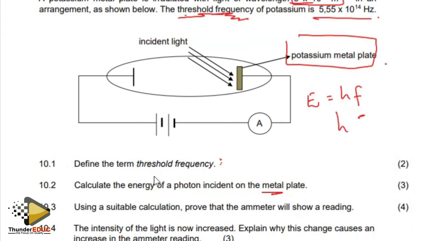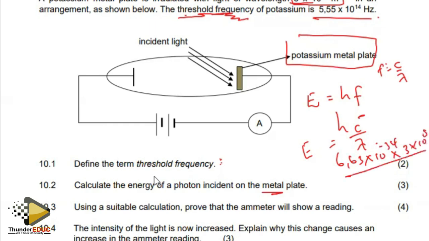We know that f is equal to c over lambda. So where there is f, I'll just put c over lambda, and then I have this. What does the question want? The energy. So my h, Planck's constant, is 6,63 times 10 to the, is it 34? Negative, positive? Should be negative. I hope so. Then the speed of light, 3 times 10 to the 8, over the wavelength, which is 5 times 10 to the negative 7.